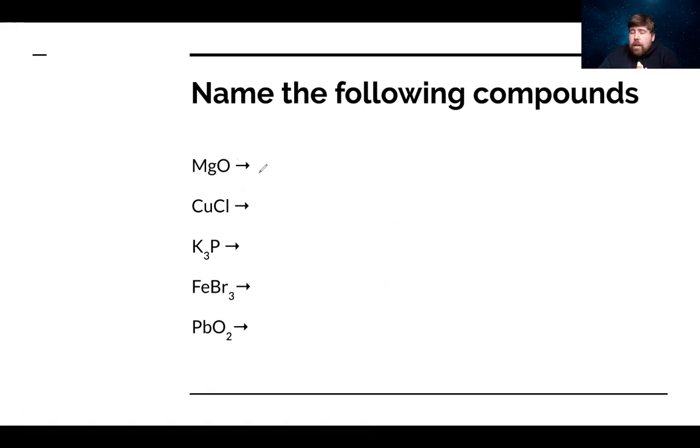MgO is an ionic compound. It's a metal and a nonmetal. Mg is magnesium. We're going to name magnesium as is. Magnesium is not a transition metal, so we do not need the Roman numerals. And then O is oxygen, so we're going to change the end to IDE. So it's magnesium oxide.